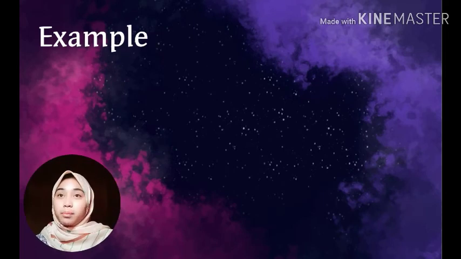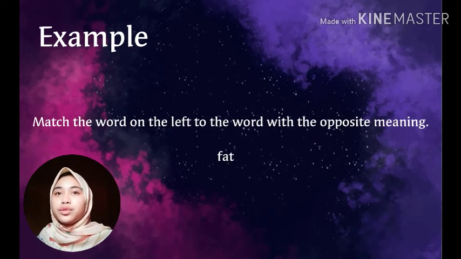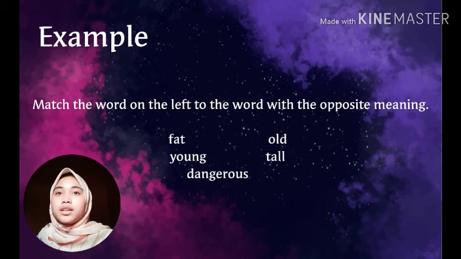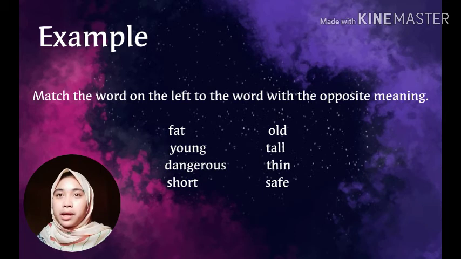The example of a matching test: match the word on the left to the word with the opposite meaning. Fat, old, tall, thin, safe, with the options young, downwards, short, and so on.